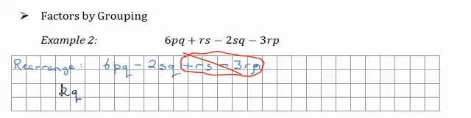So 2q there, and 2 goes into 6 3 times. Okay, q goes into q once, 2 goes into 2 once, and q goes into q once. So what's left behind after factorizing by highest common factor is 3p minus 1s. So 3p minus s there.